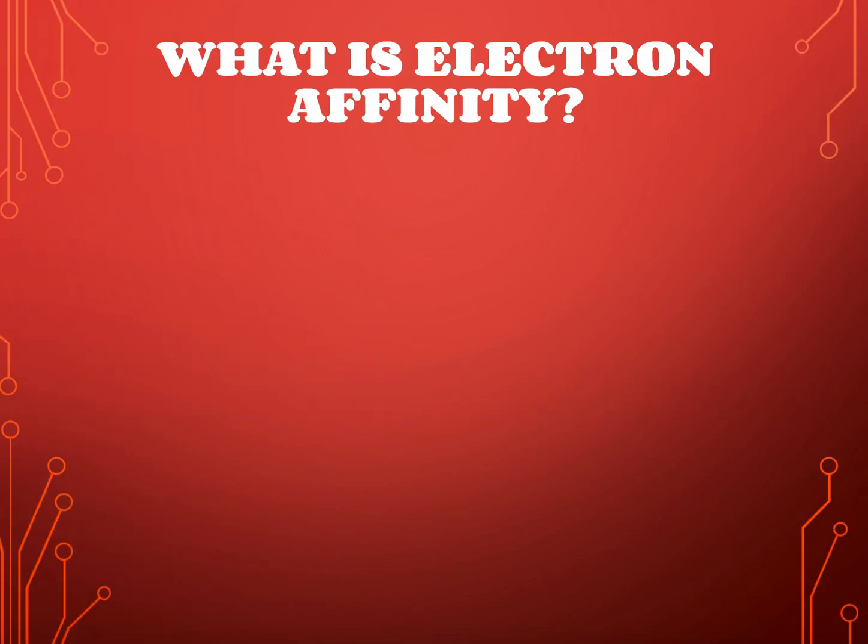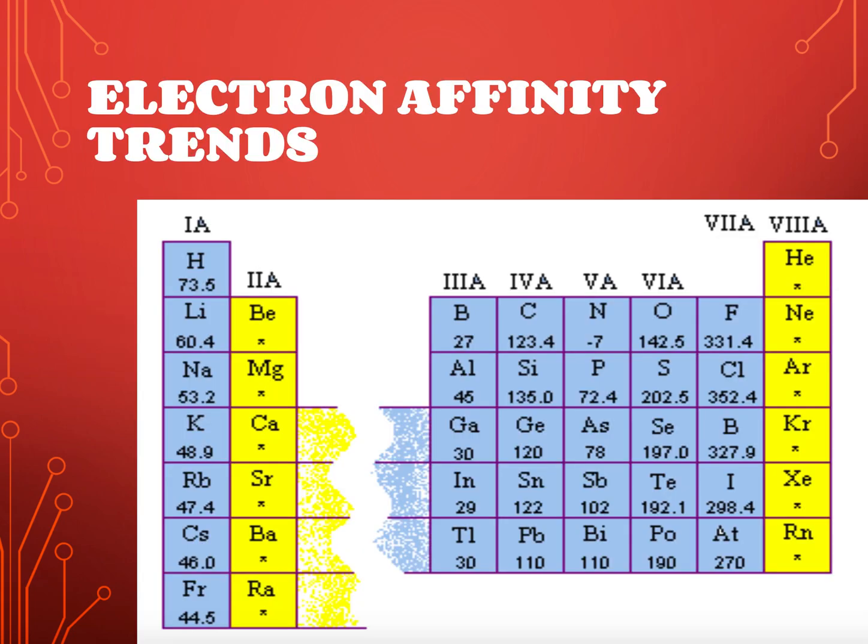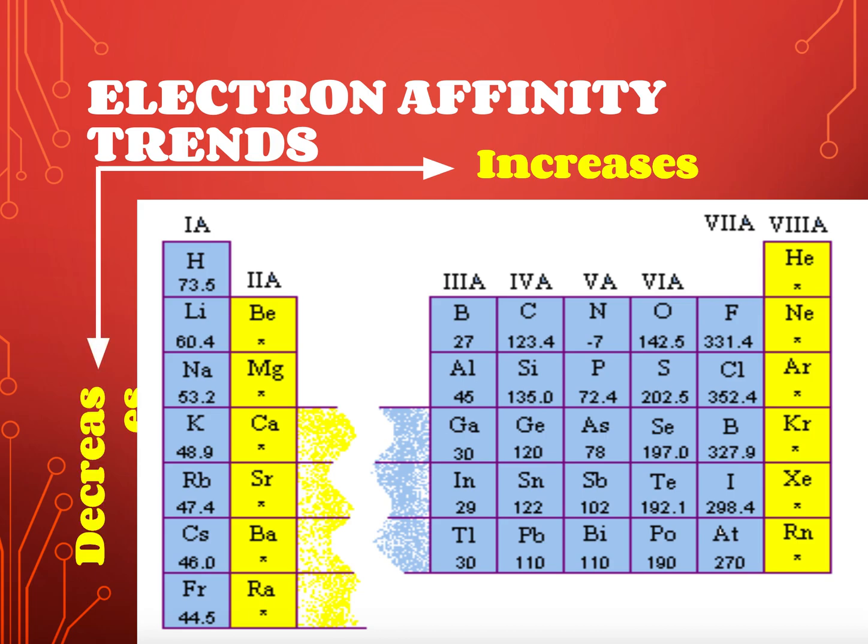And the last trend, electron affinity. Electron affinity is very, very similar to ionization energy, the previous trend. It's slightly different. You can see by the definition, it's about the energy released when an electron is added. So ionization is about the removal of electrons. Electron affinity is about the addition of electrons. But the trend is still the same as ionization energy. It increases as you go across. It decreases as you go down.